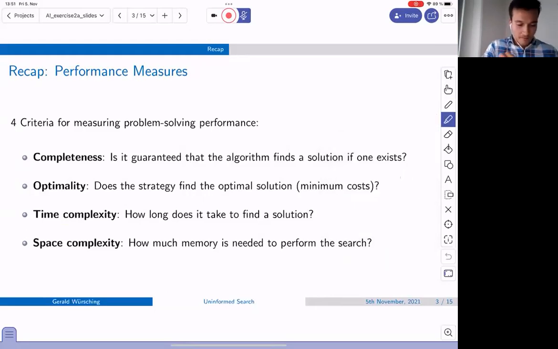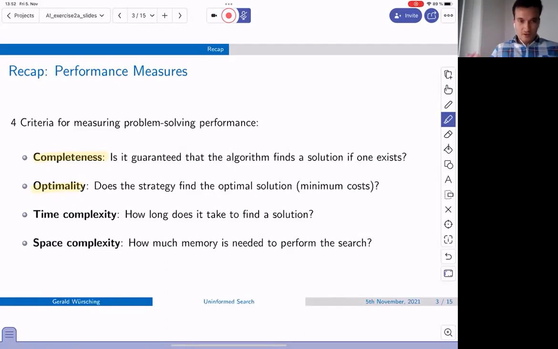What we've also looked at are performance measures. Performance measures are criteria to measure how good a problem-solving algorithm, or a search algorithm in this case, is. We look at 4 major criteria. First of all, completeness. We want to know, is this algorithm guaranteed to find a solution if we know that a solution exists? Optimality. Optimality always refers to cost. We want to know if our strategy or algorithm is able to find an optimal solution, optimal regarding some kind of cost we defined beforehand.